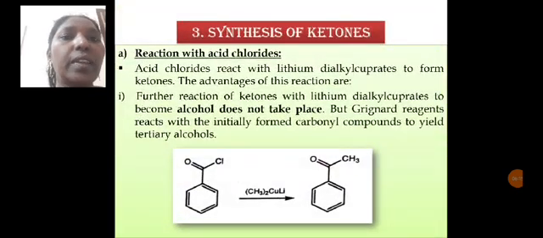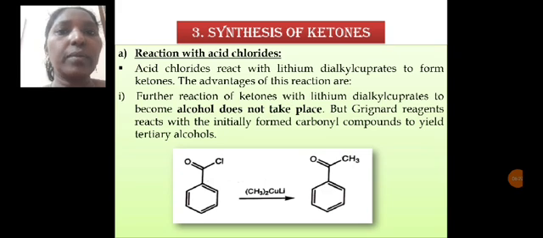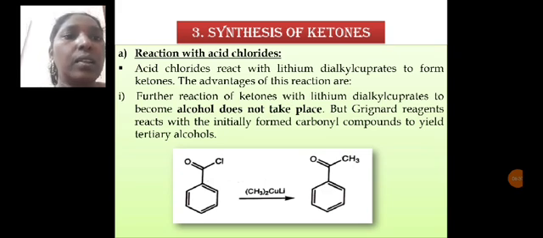The third type of reaction is synthesis of ketones. In this substitution, the ketones can be synthesized by reactions with acid chlorides. Acid chlorides react with lithium dialkyl cuprate to form ketones. The advantage of the reaction is that further reaction of the ketone with lithium dialkyl cuprate to become alcohol does not take place. But Grignard reagent reacts with the initially formed carbonyl compound to yield tertiary alcohols.